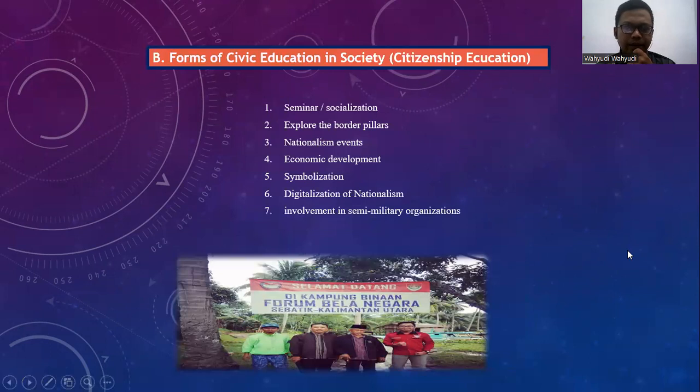And the second, forms of civic education in society, or citizenship education, are implemented in, first, seminars or socialization, exploring the border pillars and nationalism events, and then economic development and symbolization with a nationalism theme, digitalization of nationalism, and last, involvement in semi-military organizations.